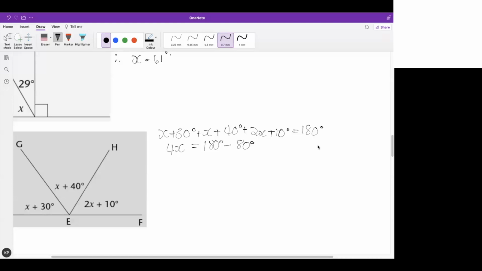There you go. What was our reason? Adjacent angles on a straight line. Beautiful. Here we go, let's continue. And then 4x is equal to 100. And then we are going to divide 100 by 4, and 4 by 4, the same thing. And then x is going to be equal to 25.